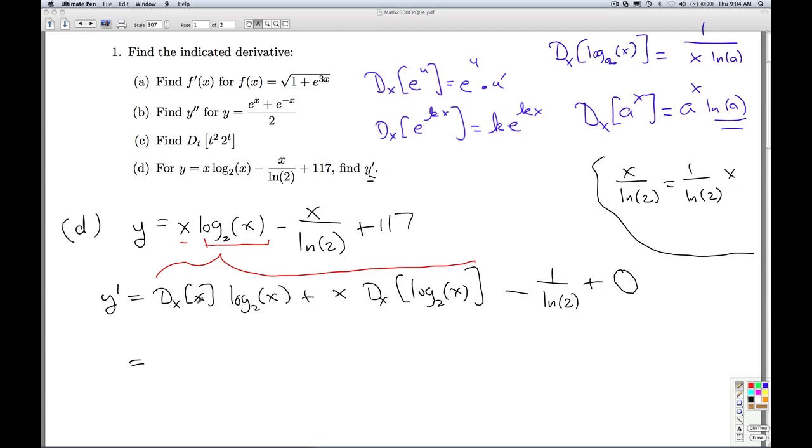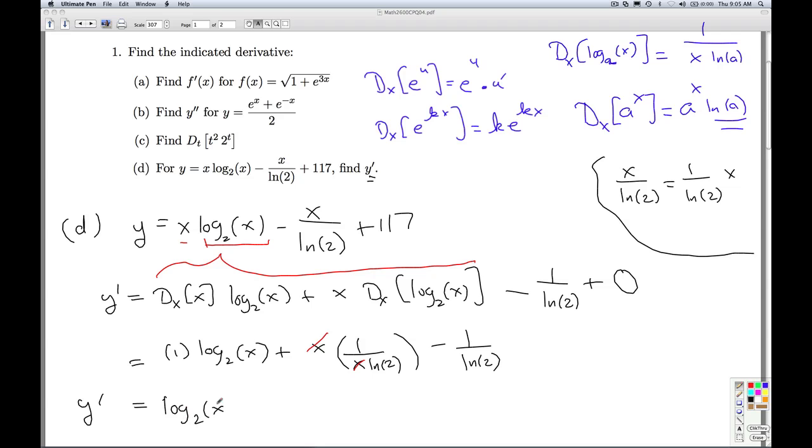Alright, so let's go in here. The derivative of x with respect to x is just 1. I have log base 2 of x plus x times, using this formula, the base here is 2, it's 1 over x natural log 2, minus 1 over natural log 2. And so we see what happens here. The x's cancel, and I'm left with 1 over natural log 2 minus 1 over natural log 2. And so for my grand final answer, I get y prime equals log base 2 of x. So that'll do it for part D, and that'll do it for number 1.